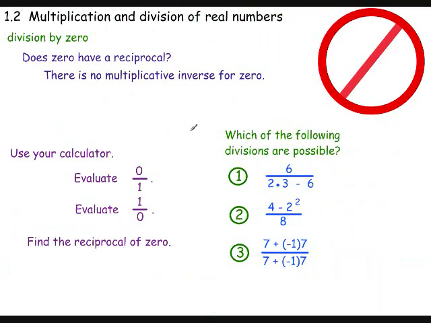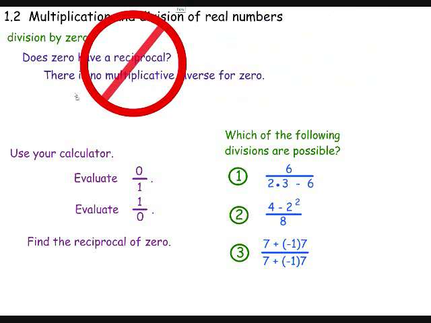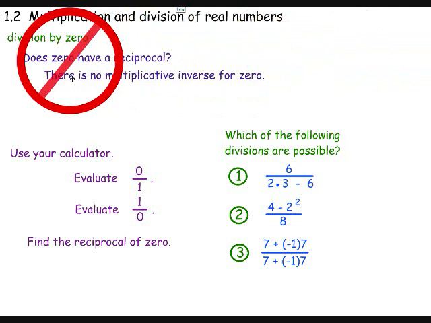Division by 0. We all know, don't we? We all know that we can't do that. I hope we know that. Division by 0. No! There is no reciprocal for 0. There's no multiplicative inverse for 0. You may not divide by 0.